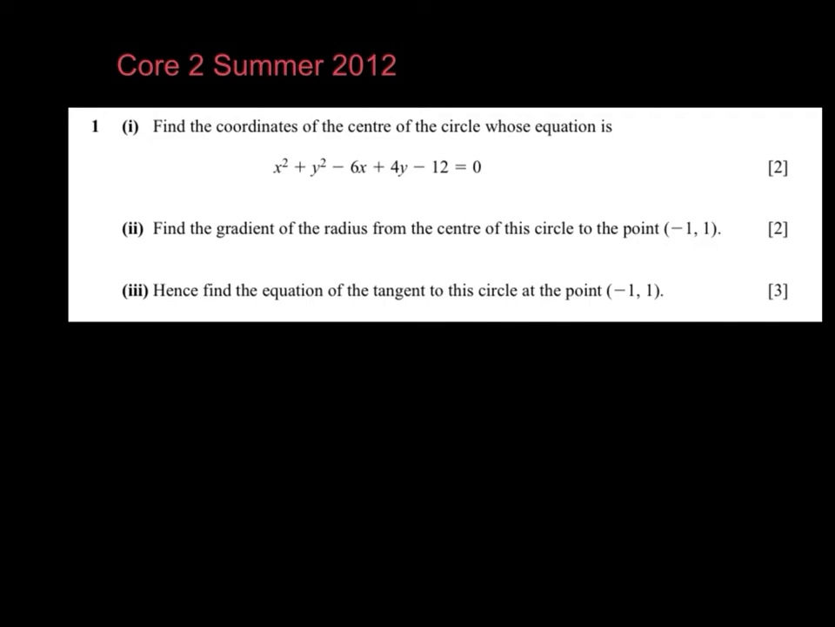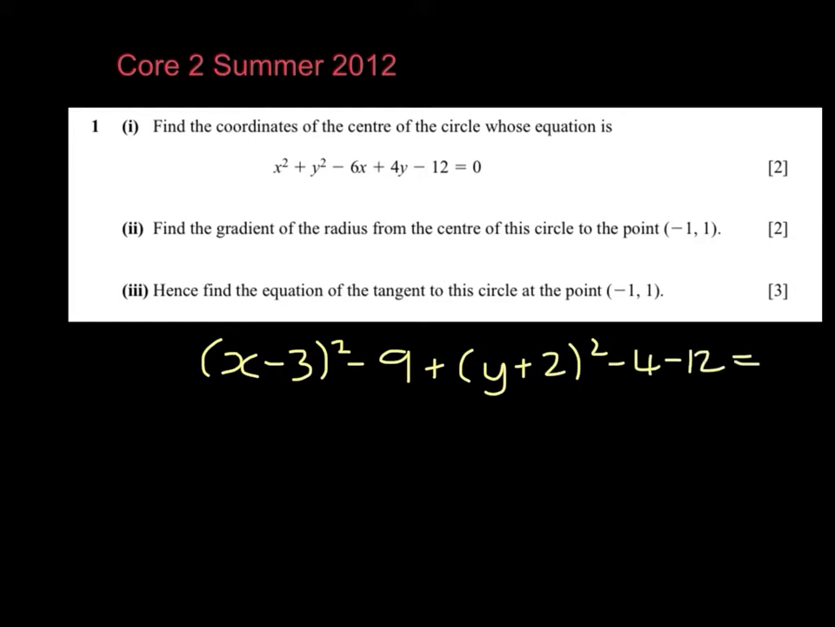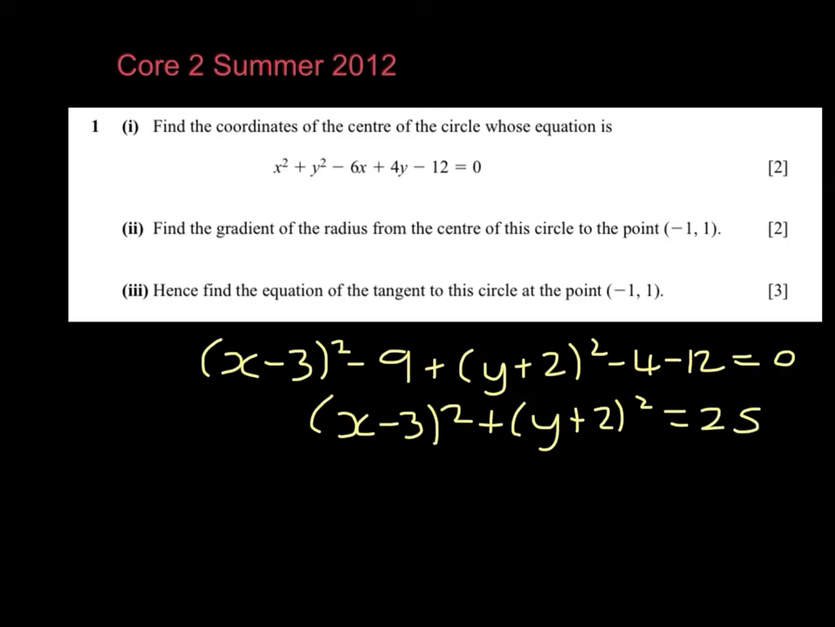Core 2, Summer 2012. Need to start by completing the square to rewrite it in our form of centre radius. So (x − 3)² − 9 + (y + 2)² − 4 − 12 = 0. (x − 3)² + (y + 2)² = 25.